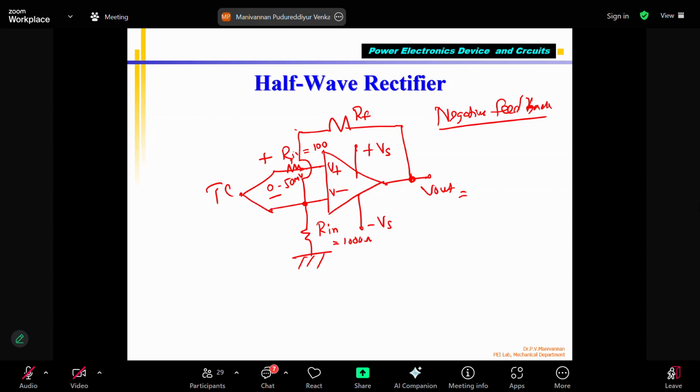Sir, negative feedback, because RF is connected to the negative terminal, V minus. I am taking the output and connecting it to the negative input, so that is called negative feedback. One minute, I will tell you. Good, nice. This semester's course I am teaching now, and next semester I will teach the rest. Don't worry about it.